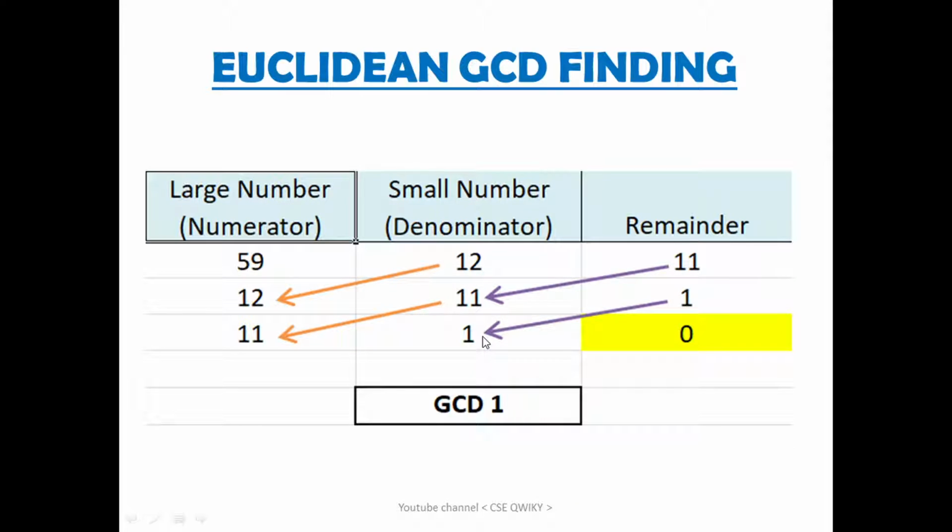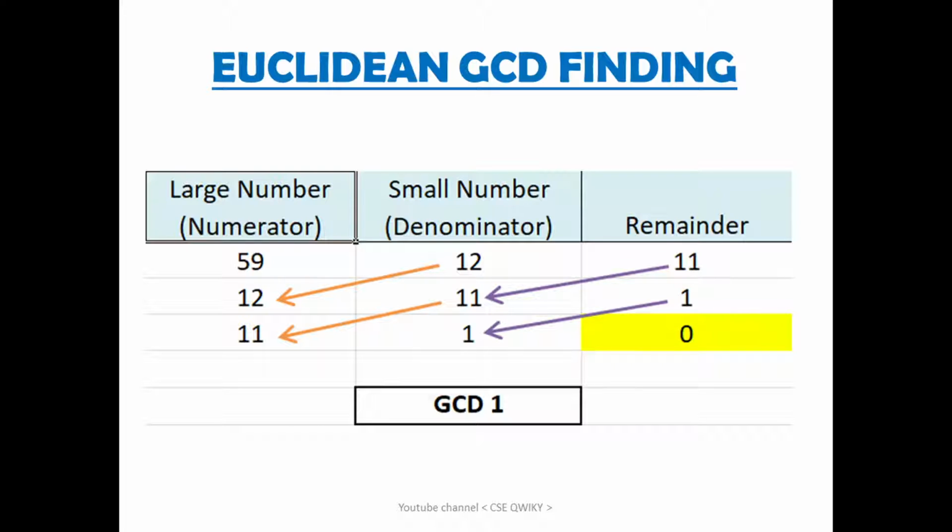But if I take 59 and 12, the remainder is 11 when I divide numerator by denominator. It is non-zero, so 12 goes to the numerator and the remainder comes to the denominator. Now the remainder is 1, still non-zero, so 11 goes here, 1 comes here. This is the 0 remainder, so the GCD is 1. So the worst case we hit is GCD 1.